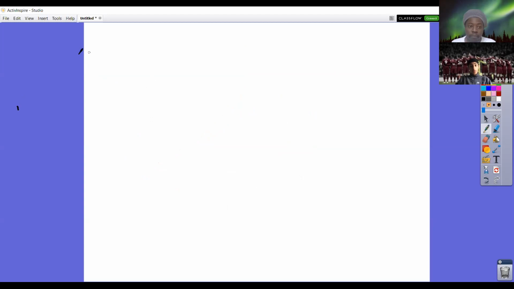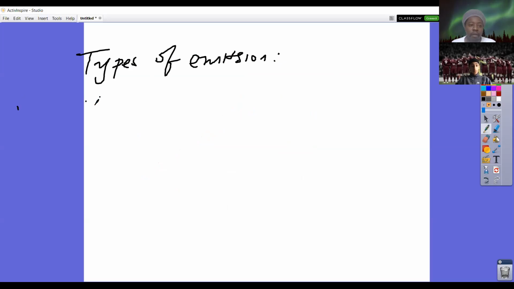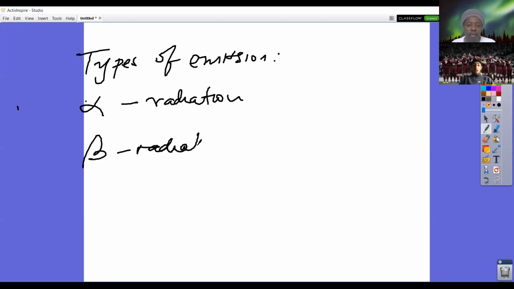So, types of emission. You have alpha radiation. Do you remember any other ones? Beta radiation. Any other one? Ionizing. Okay, you're remembering some keywords there. Another one is gamma radiation. Oh yeah, gamma ray, I forgot about that one.